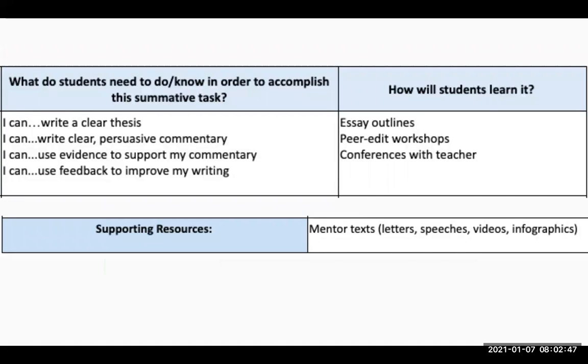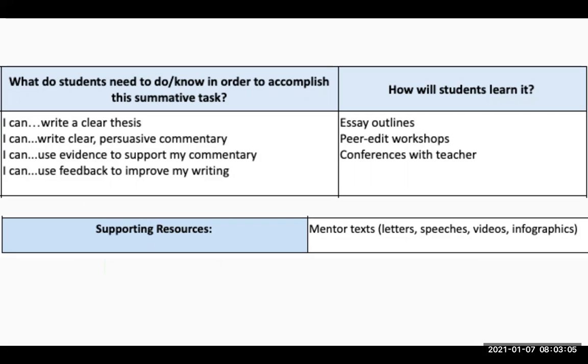And now you're ready to move on at this point to breaking down your essential standard into student-friendly I can statements. If they're going to write arguments, they have to be able to write a clear thesis. They have to write persuasive commentary. They have to use evidence to support that commentary, and they have to use feedback to improve their writing.